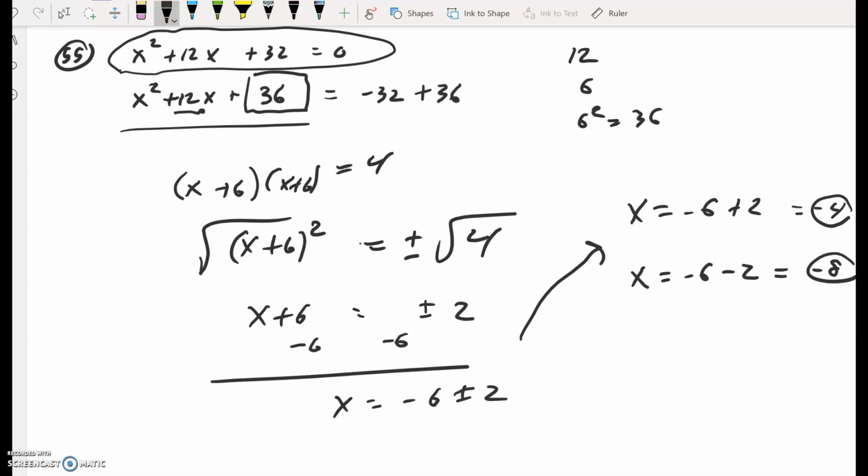I'm going to check them by just looking. -4 checks, -8 checks. So these both do check if you were to try them in the original equation, but they are the solutions. We've done it by completing the square.